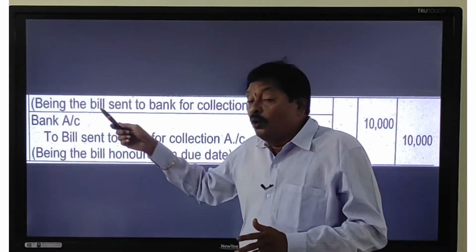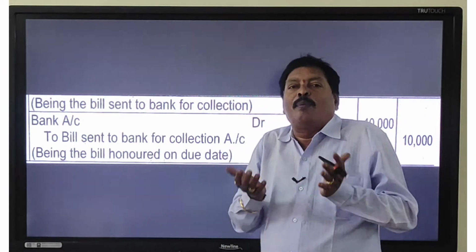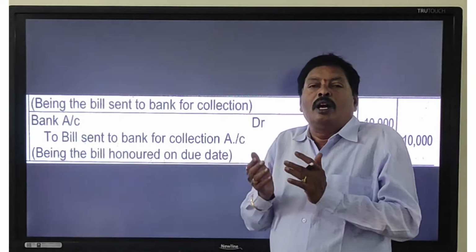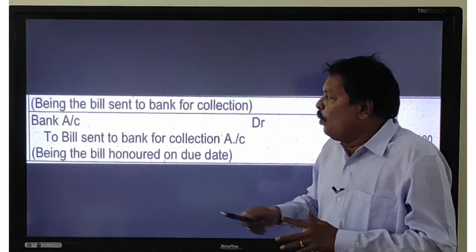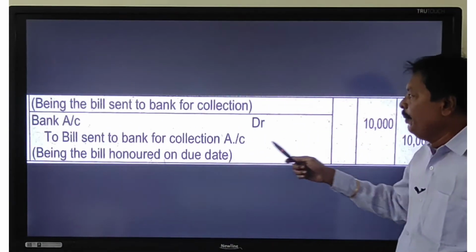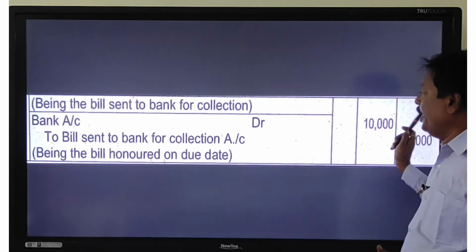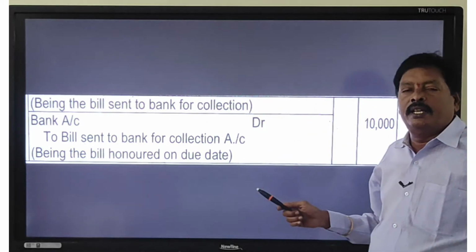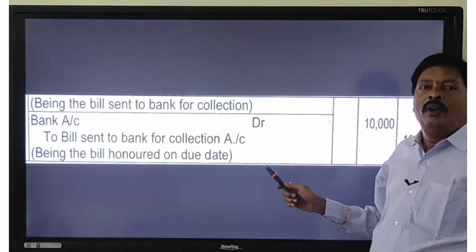Cash or bank is received from the bank. This is a real account. Debit what comes in? Cash or bank comes to Anil. So bank account debit to bills sent to bank for collection account, being the bill honored on the due date. These are the entries we have to write in the books of Anil.